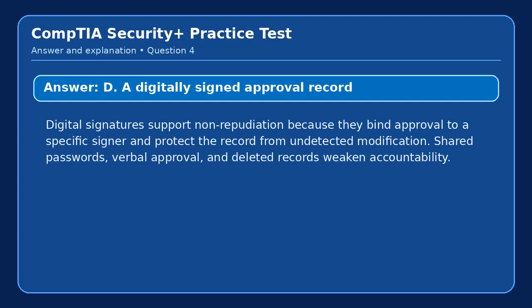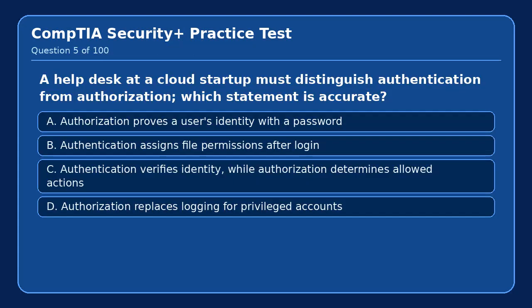Question 5. A help desk at a cloud startup must distinguish authentication from authorization. Which statement is accurate? A. Authorization proves a user's identity with a password. B. Authentication assigns file permissions after login. C. Authentication verifies identity, while authorization determines allowed actions. D. Authorization replaces logging for privileged accounts.